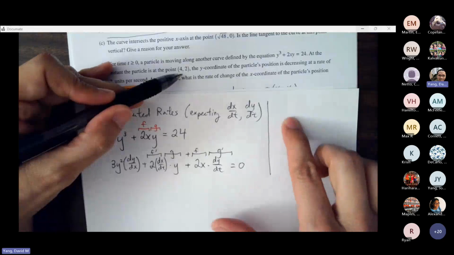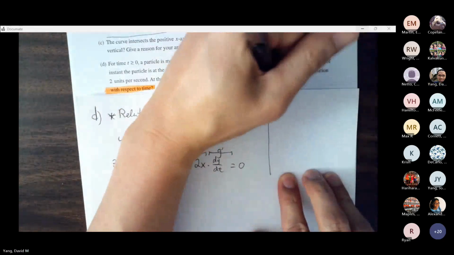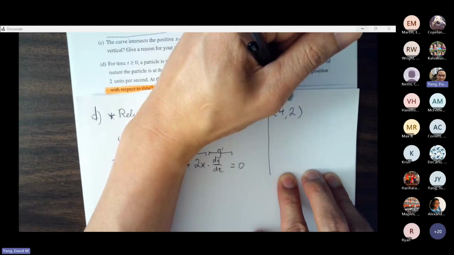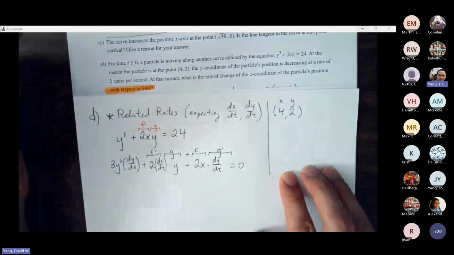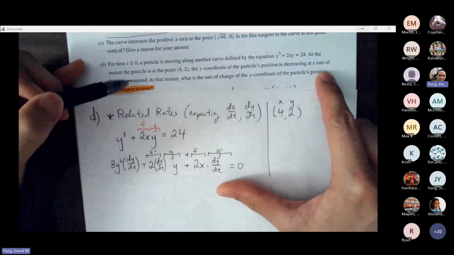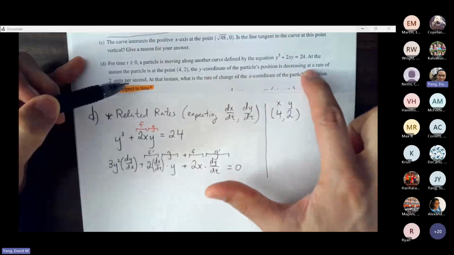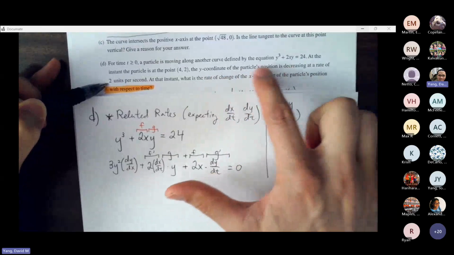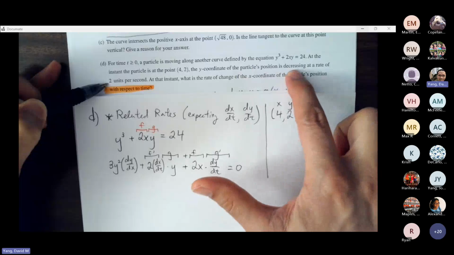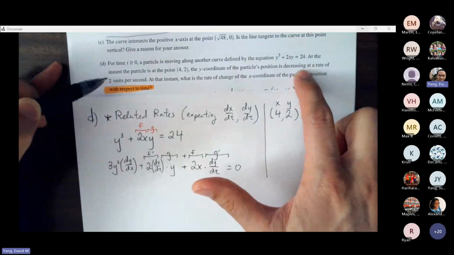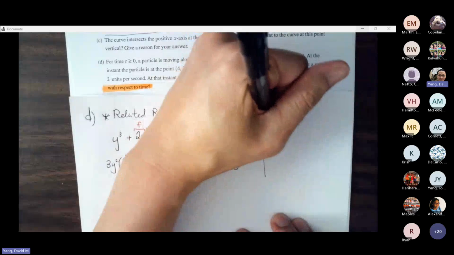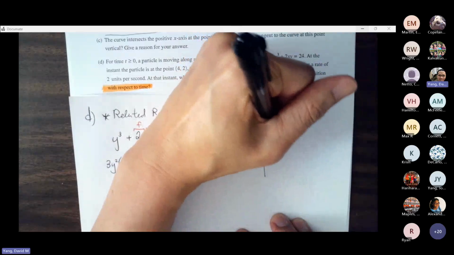They tell us ordered pair (4, 2), so that's going to come in handy. x will be replaced with 4, y we can replace with 2. The y coordinate is decreasing at a rate of 2 units per second, so we know dy/dt. It's decreasing at a rate, so it should be a negative as well. So we're expecting dy/dt to be negative.